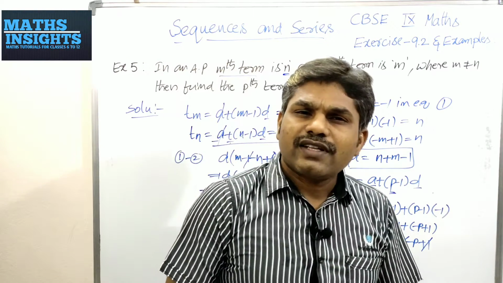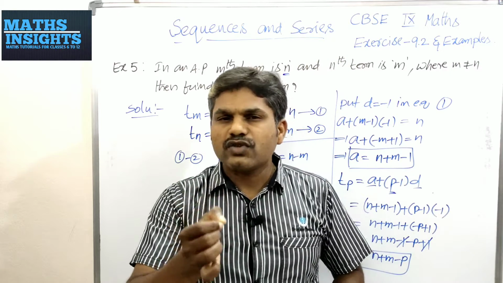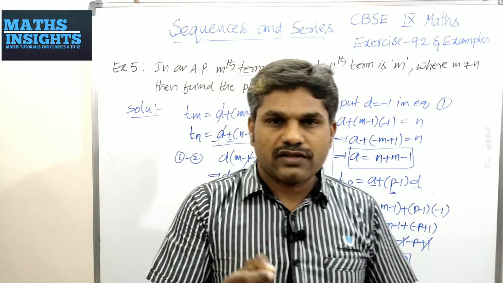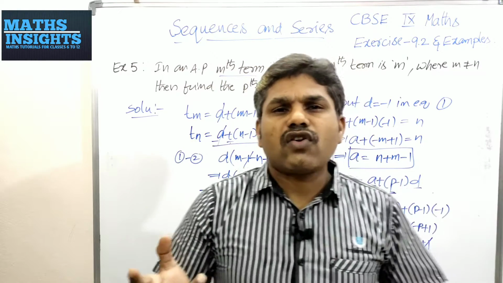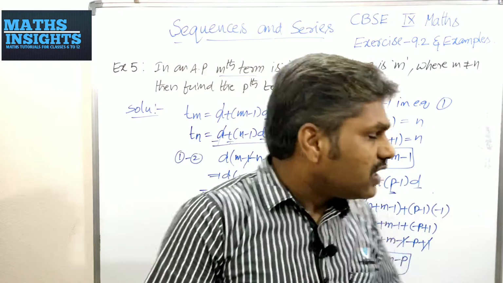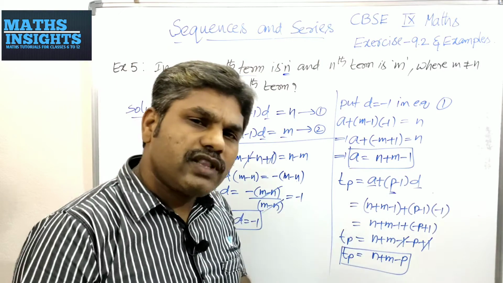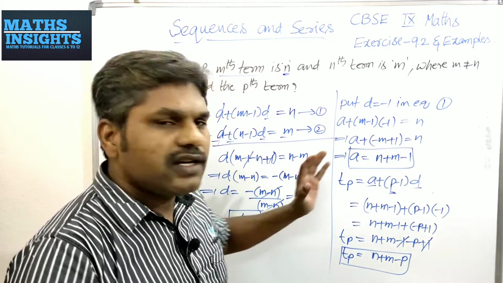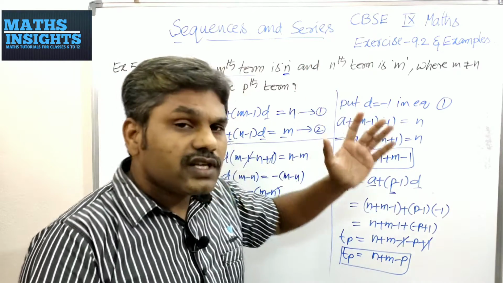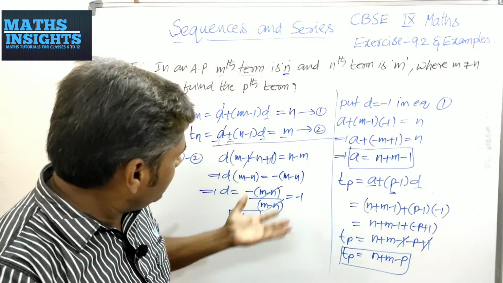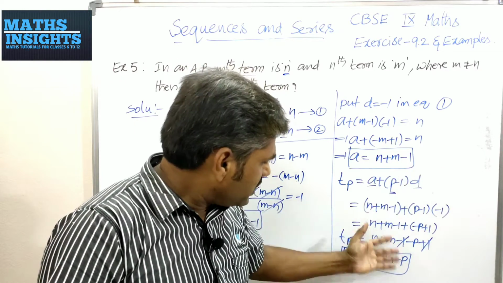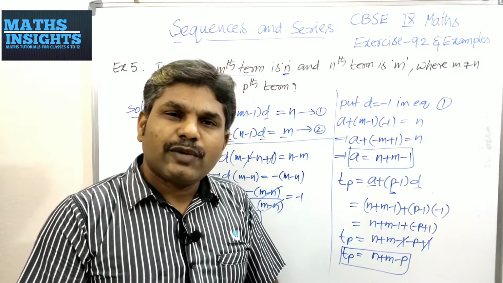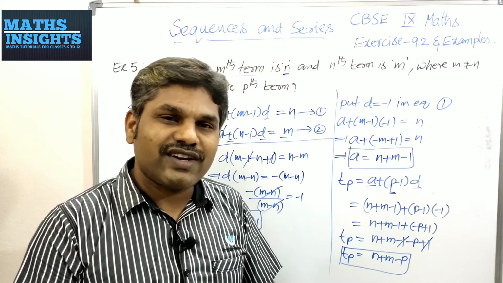See, whatever the term you want to find, first you have to assess which values are available and which are not. Whatever values are not available, you have to find those values. In our case, to find the pth term, you have to find a and d values. By using the given data, we calculated d and a values, then substituted in this, and you got the pth term of the arithmetic progression. Shall we go to the next one?